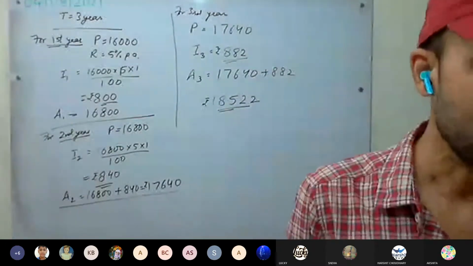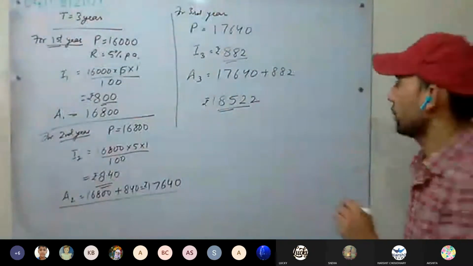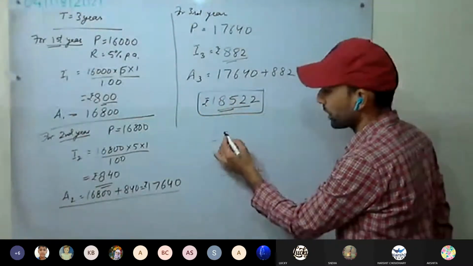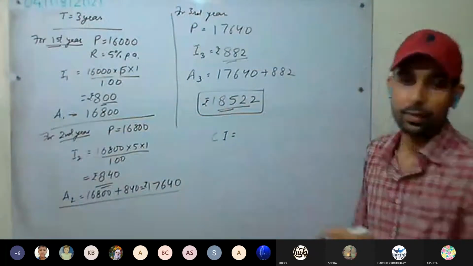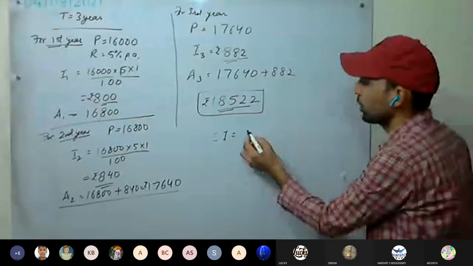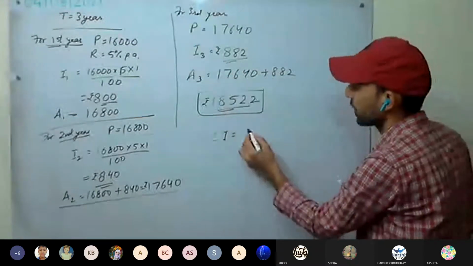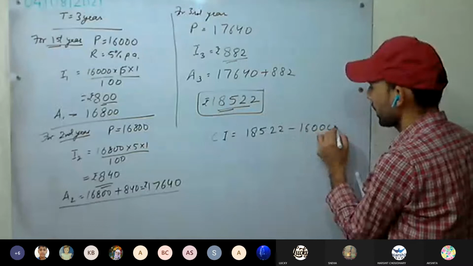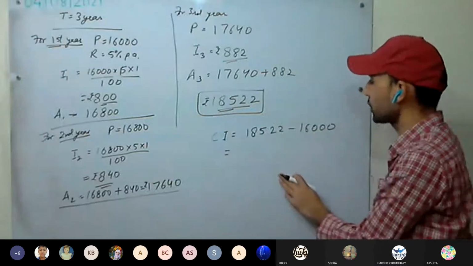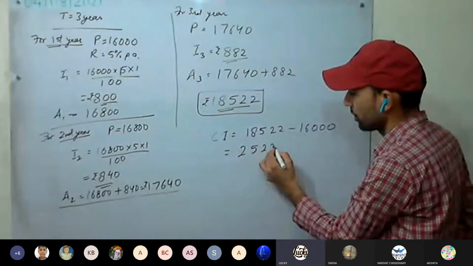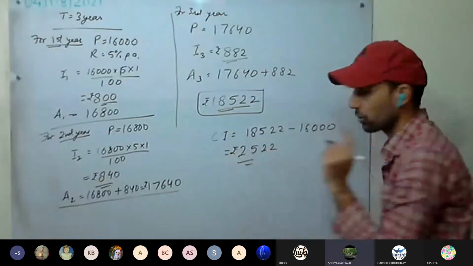So we have calculated the amount and now the compound interest. How can you calculate the compound interest? Amount minus principal: 18,522 minus 16,000. How much is it coming? 2,522 rupees.